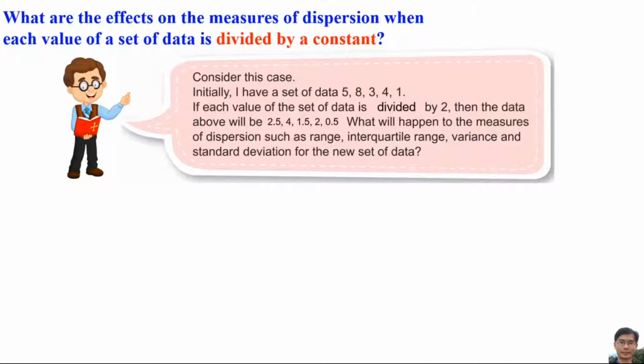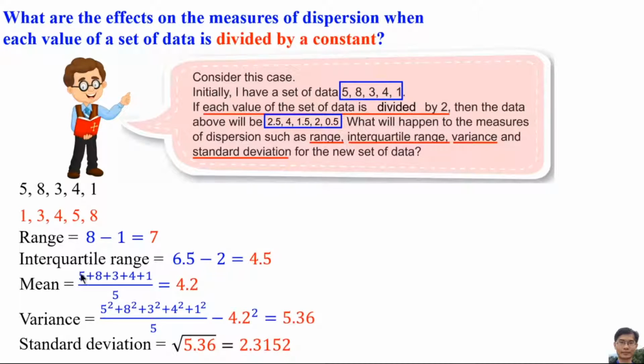Consider this case. Initially, we have the set of data 5, 8, 3, 4, 1. If each value of the set of data is divided by 2, then the data above will be 2.5, 4, 1.5, 2, and 0.5. What will happen to the measure of dispersion such as range, interquartile range, variance, and standard deviation for the new set of data? So for this set of data, the answer is just like previous. So each value is divided by 2. Become 2.5, 4, 1.5, 2, and 0.5.